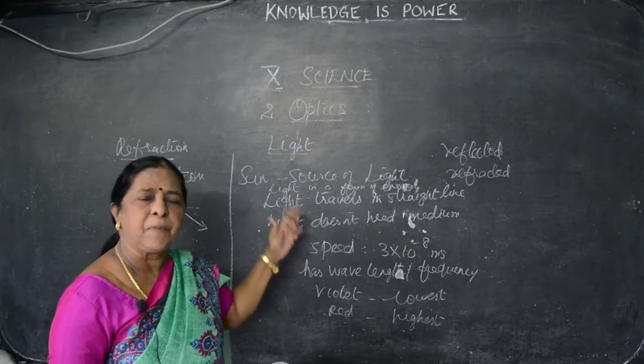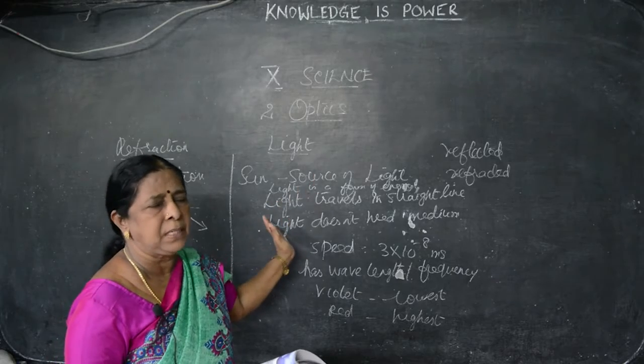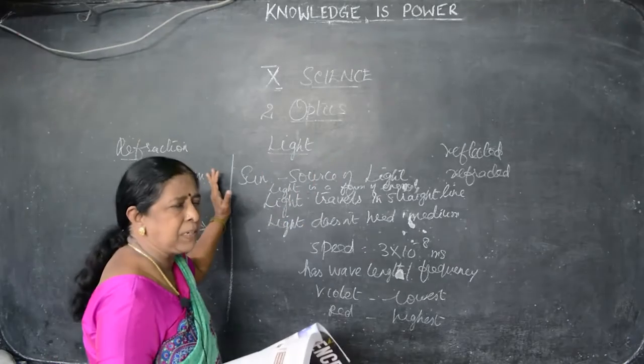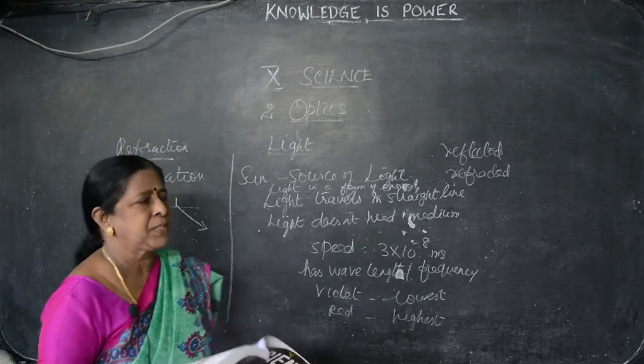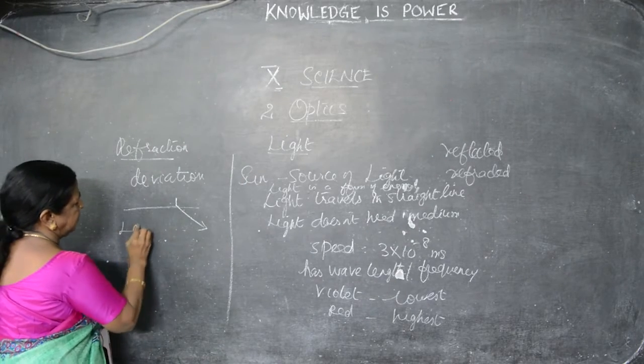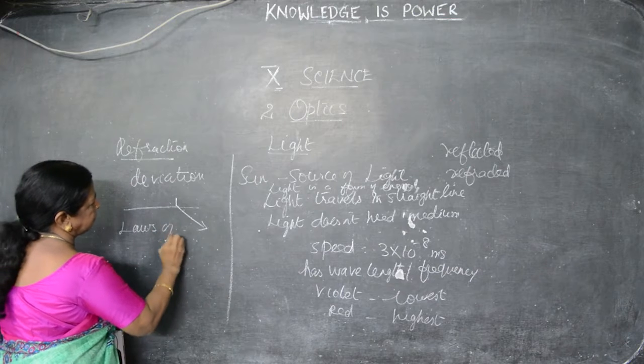Then we have to see reflection, where the light is not deviated but reflected entirely. There are 2 laws based on refraction, that is, the laws of refraction. Next we have to say what is refraction. Next one is what? Laws of refraction.